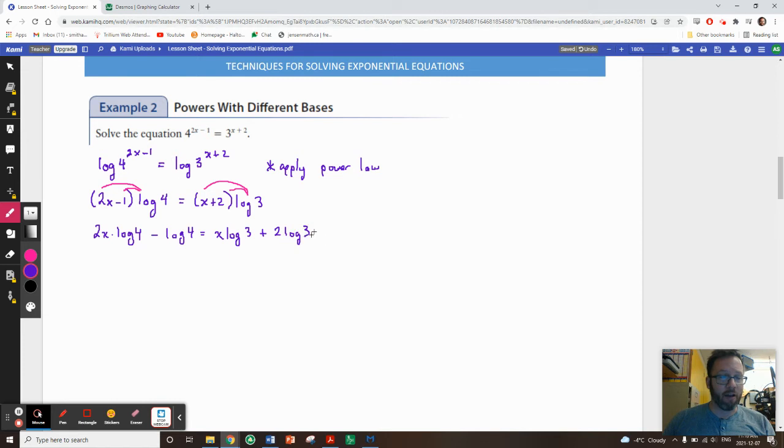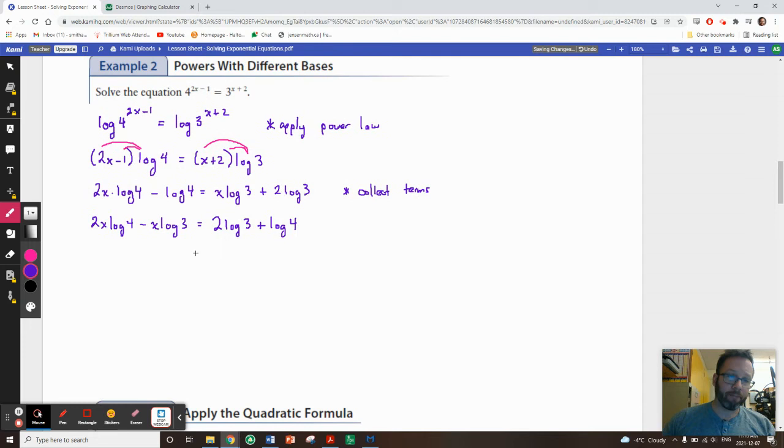And we're just going to proceed just like our grade 9. We're going to collect like terms. I'm showing a lot of work here. I'm going to put all the x stuff on the left. So we have 2x times log 4. We'll have minus x log 3. On the right, we'll have 2 times log 3 plus log 4. Leaving things exact for now.